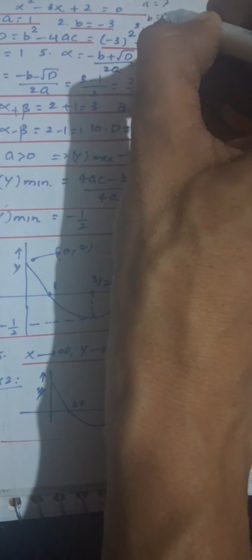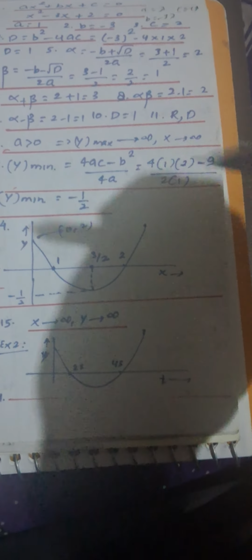And the general values are a is equal to lambda, b is equal to minus 3 lambda, and c is equal to 2 lambda. But for simplicity, we can take one of the possible values as this value. Then we found the discriminant, which is b square minus 4ac, which was equal to 1.